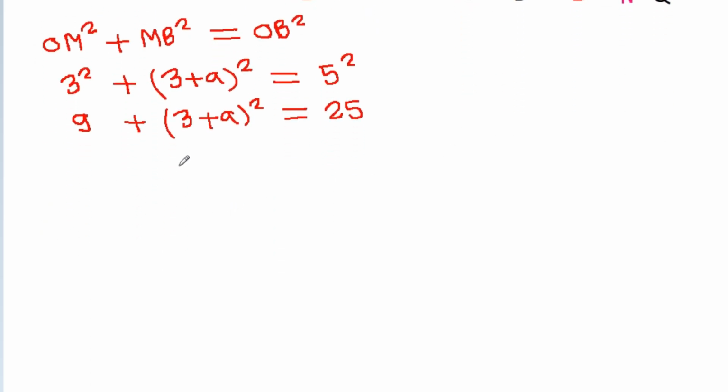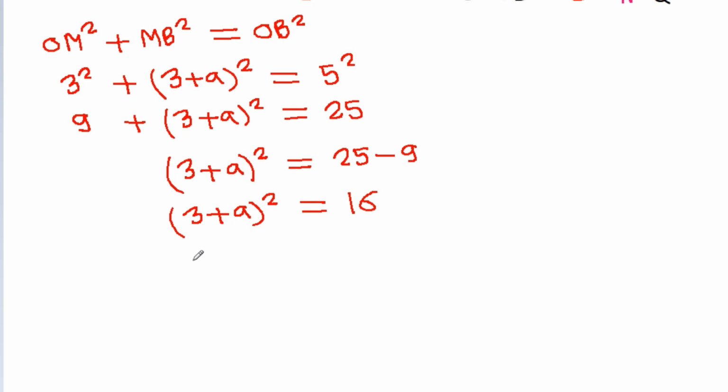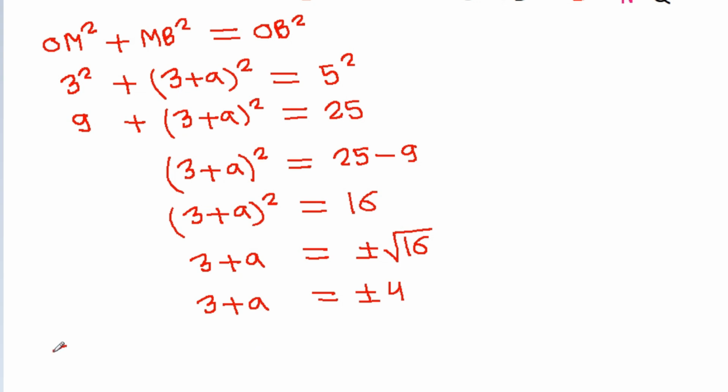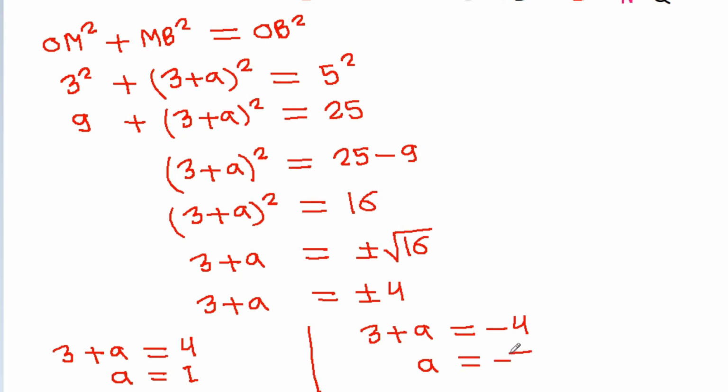And 3 plus A square will be equal to 25 minus 9, and 3 plus A square is equal to 16. So 3 plus A will be equal to plus minus square root of 16. So 3 plus A is plus minus 4. So 3 plus A is 4, that means A will be 1. And 3 plus A is minus 4, that means A will be minus 7. But A cannot be negative, so it cannot be equal to minus 7. So A is 1.